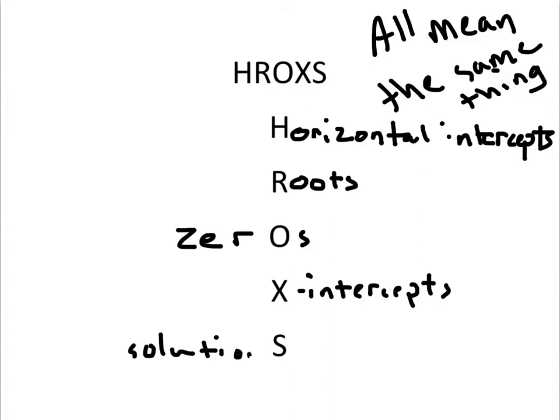Now, the reason why we have all these different names is because these are all the different ways that it's going to be presented to you. You're going to be posed with a bunch of different questions, and sometimes they're going to ask for horizontal intercepts, sometimes roots, sometimes solutions, and you need to remember that they all mean the same thing. So if they're asking you for solutions, that means you need to look for your x-intercepts. If they say what are the roots, it's a code word for the x-intercepts. So that's just what we need to remember when we deal with HROCs.